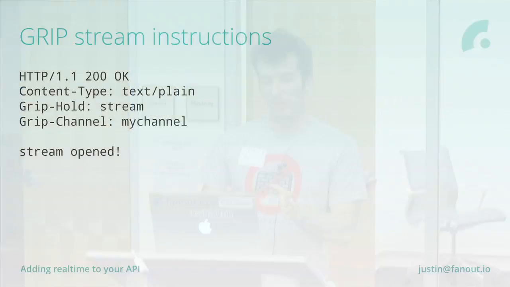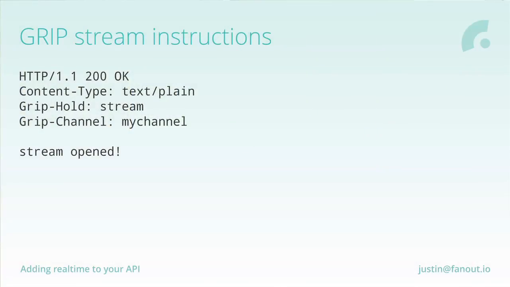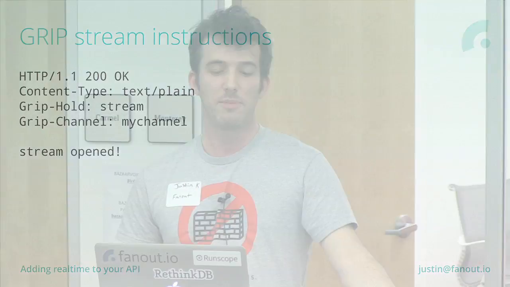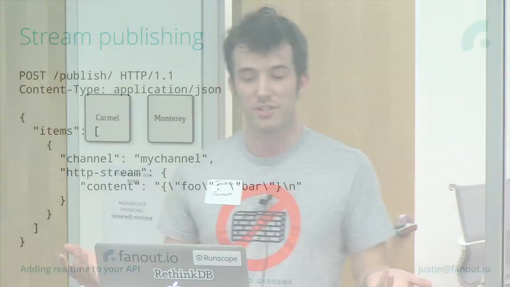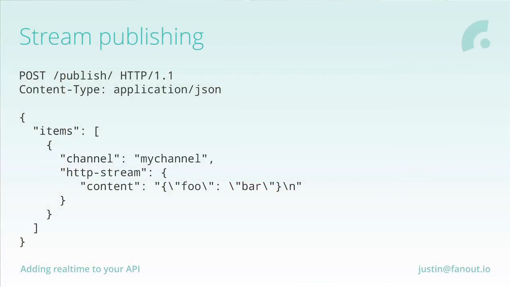And so here's how it really looks. If your backend responds with these two extra Grip headers, Grip-Hold and Grip-Channel, this is saying hold this connection open as a stream, bind it to this channel. And here's some initial data that should be sent down. Then when you want to publish, you just post to this publish endpoint. It's on a private port for Pushpin, so you wouldn't let outsiders have access to this. And you just say, on this channel, I have this content that I want to send to anybody that's an HTTP stream. And that's how you publish data.